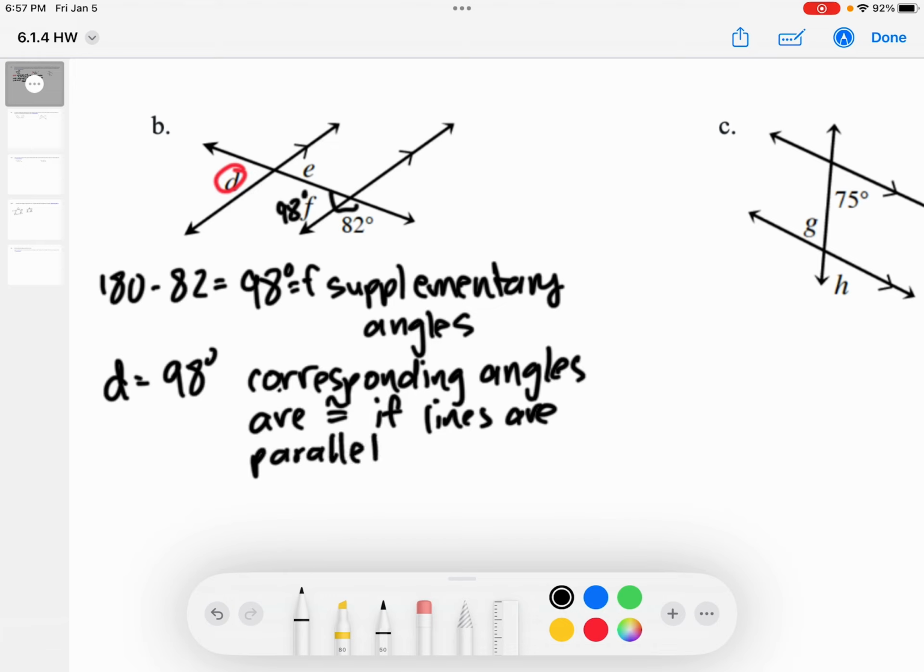Okay, and let's see, last angle here, E. I notice D and E are across from each other, so I'm going to say that E equals 98 degrees because vertical angles are congruent.